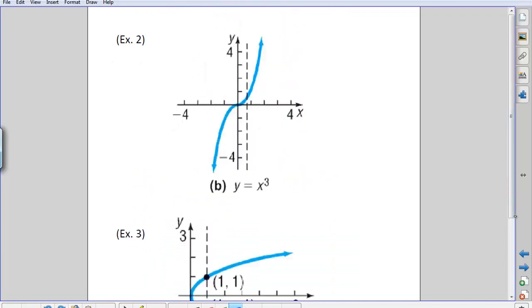Okay, next one, example 2. Is this a function? Now again, using that vertical line test, the question is, if we take a vertical line and go across our graph, does it ever cross more than once? And hopefully you see that that vertical line always crosses at one point, never crosses the graph more than once. So this is the graph of a function.